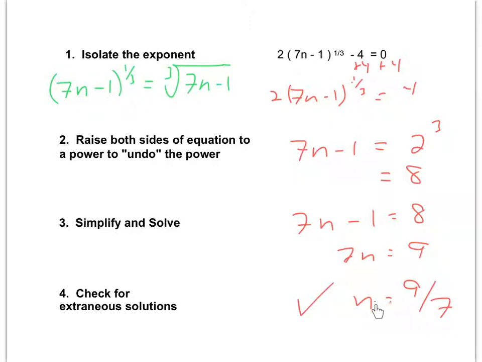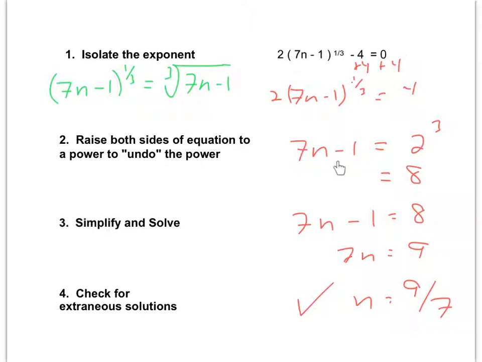Okay, you should have found that n is equal to 9/7, and when you checked it, it worked. Let's just run through these steps real quick. This is a type 1 rational exponent equation, because I just have the one rational exponent, the one radical. So I'm going to add the 4 to both sides to get the radical by itself. So I have 2 times 7n minus 1 to the 1/3 is equal to 4. I'm going to divide both sides by 2. So this 4 becomes a 2.